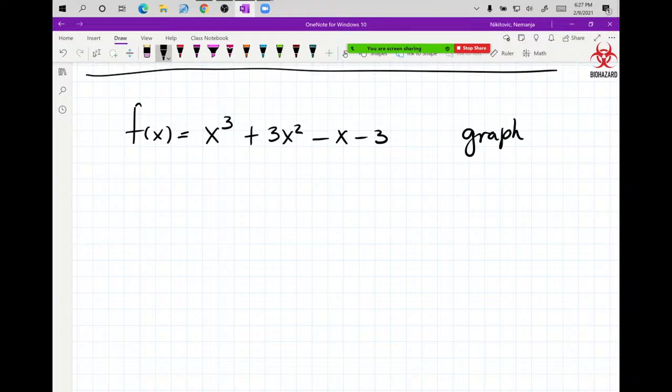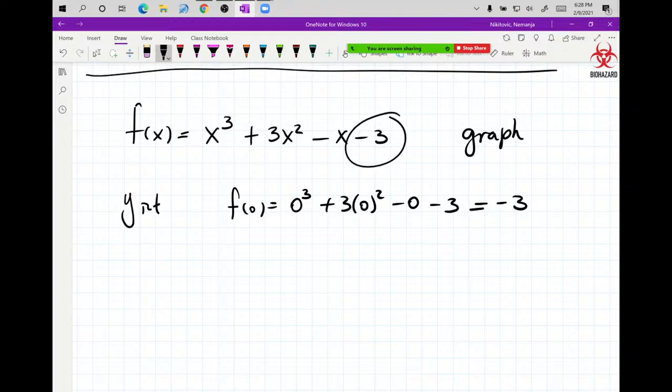So what do we have? I need my y-intercept. That's always easy, because that's f of 0, which is 0 cubed plus 3 times 0 squared minus 0 minus 3. The whole thing is always just the constant number, because all the other terms die since they're all zeros. So the y-intercept of -3 is always easy, and you're just going to call it (0, -3), and you're done.